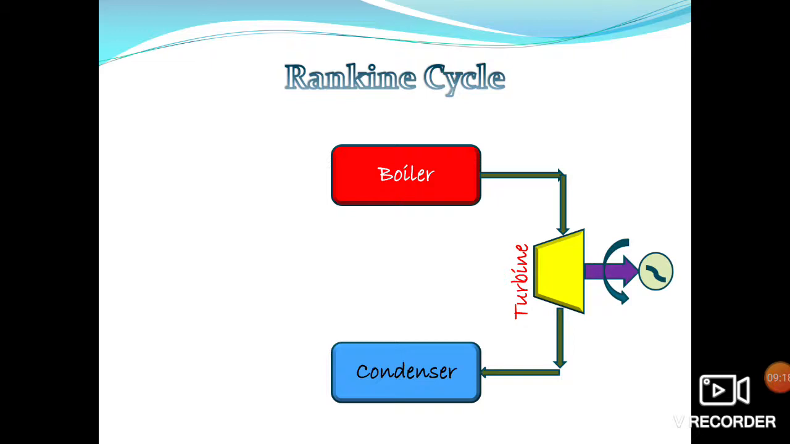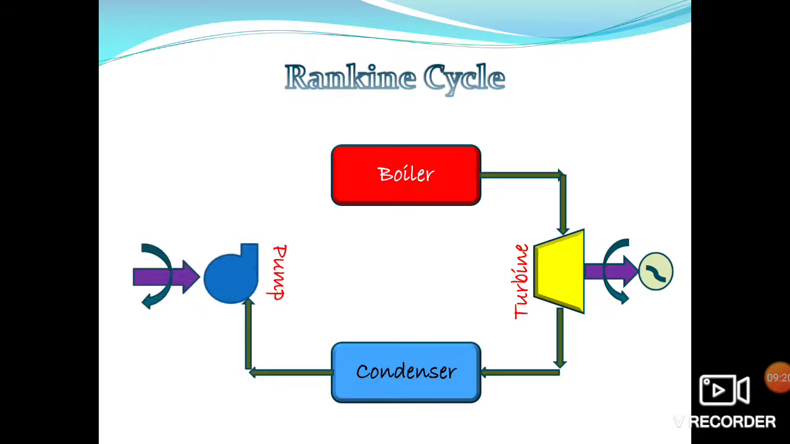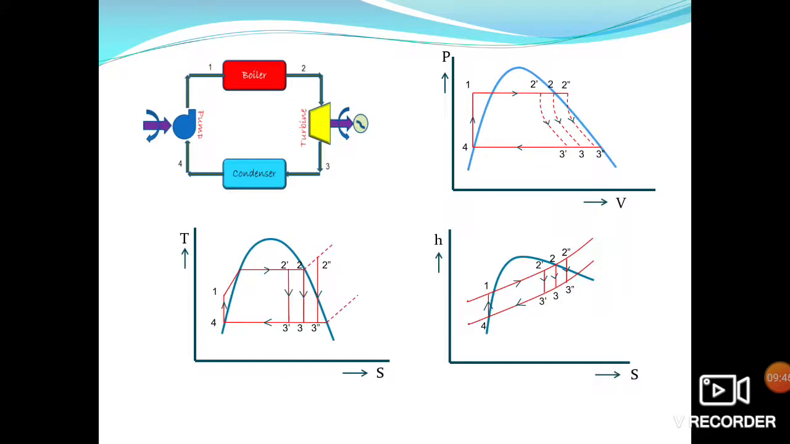Then the liquid is sent through the pump to the boiler. This pump will increase the pressure and slightly increase the temperature of the liquid, which will be given back to the boiler. This way the cycle completes. Remember that it is a steady flow process. That means everywhere the mass flow rate is constant. Now let us plot it on PV and TS diagram.